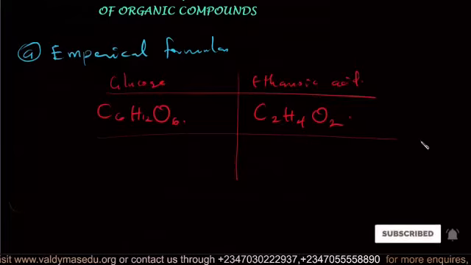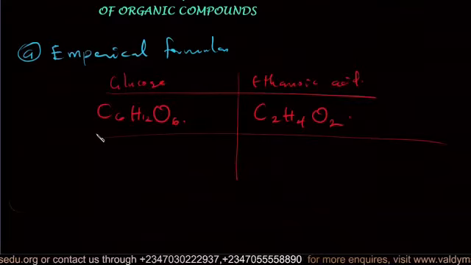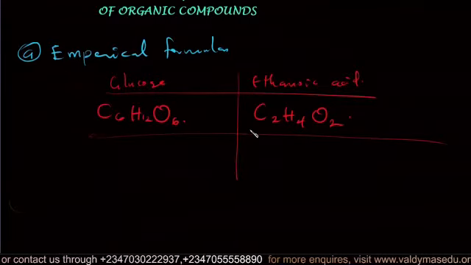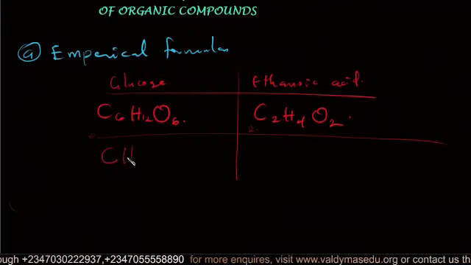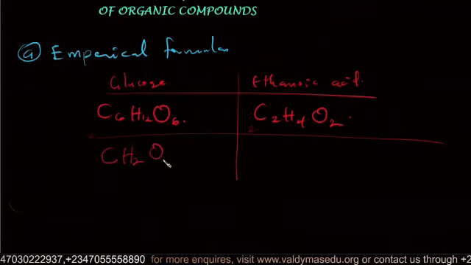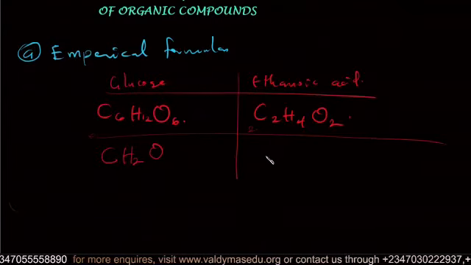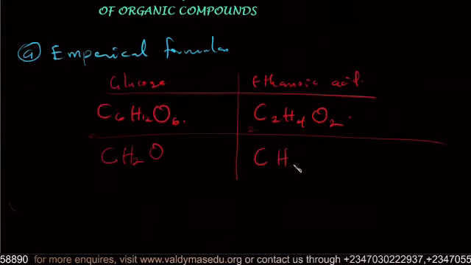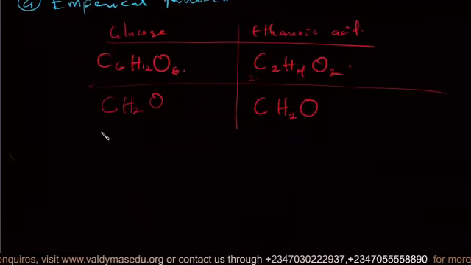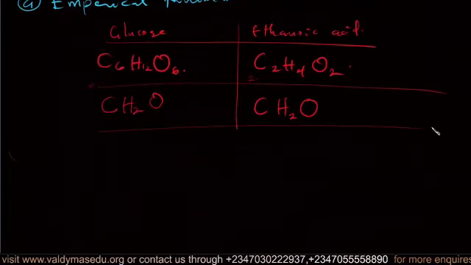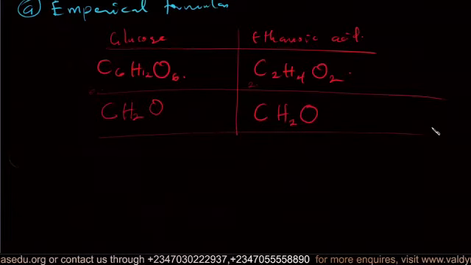So if we were to reduce the numbers present there to their simplest ratio, let's divide this by 6 and divide this one by 2. We are going to have CH2O, like that. Now, if we divide this one by 2 also, we are going to have CH2O, which means that this is the simplest form of these numbers that we can get.